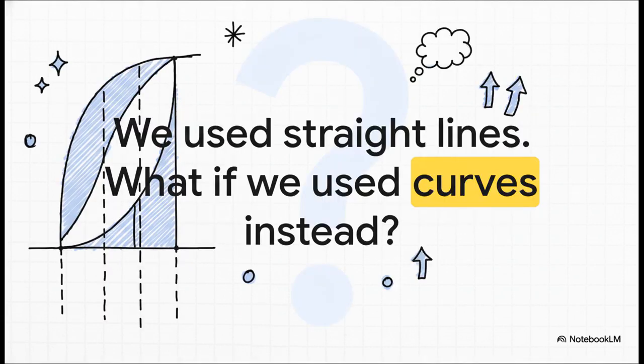And that leaves us with one last little thought to chew on. The power of this whole thing came from using simple, straight lines. But what if we didn't have to use straight lines? What if we used a slightly more complex shape, like a little piece of a parabola to approximate each segment of the curve? Could we get an even more accurate answer? Maybe even faster? Something to think about.